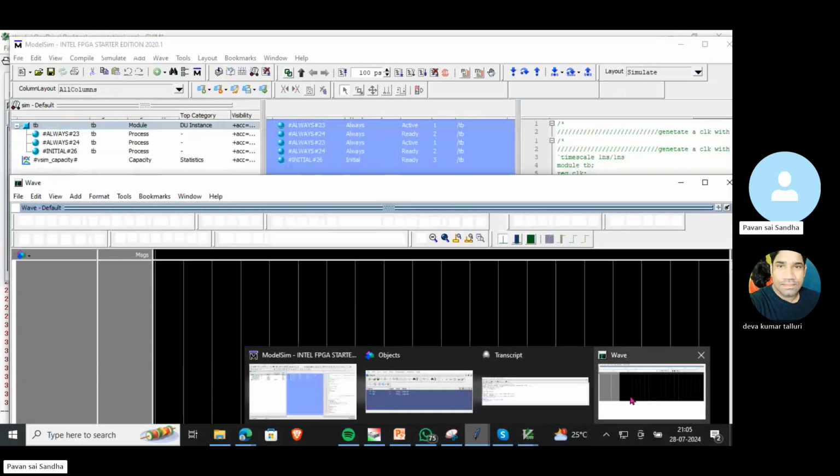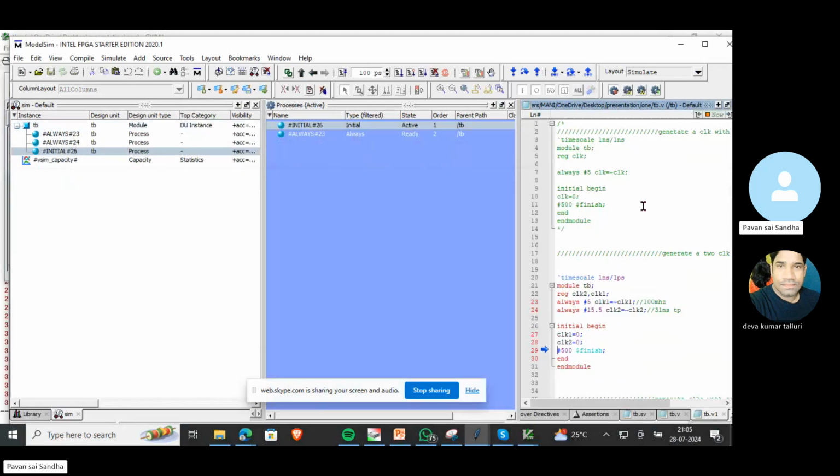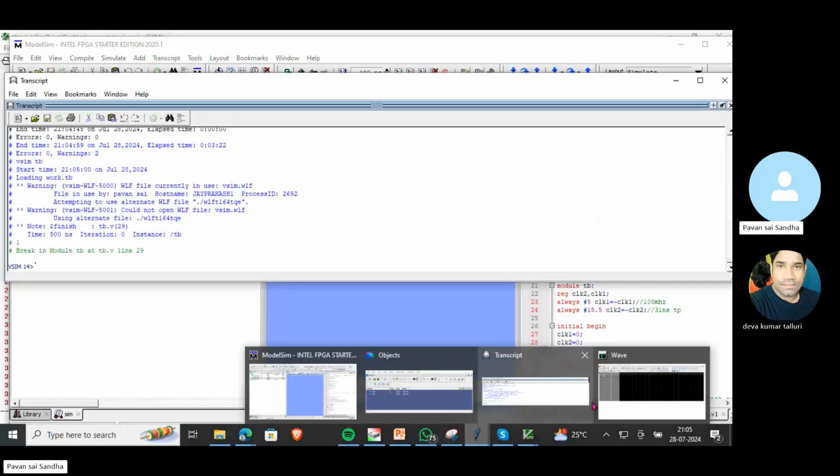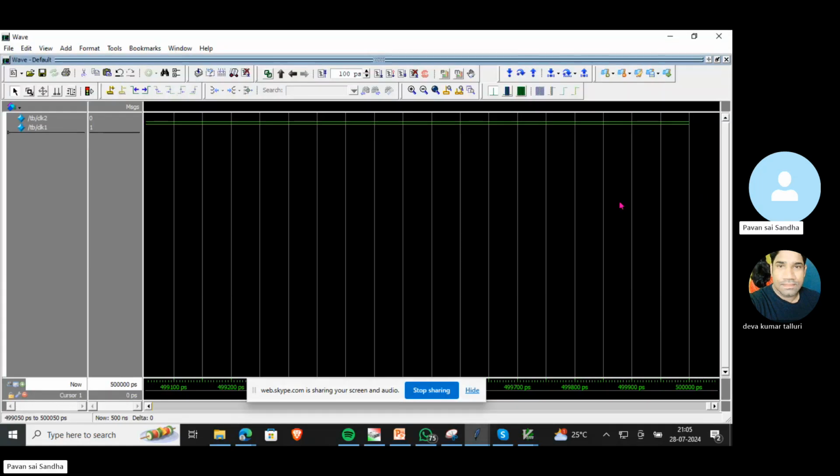Getting the output. Here we go. Yes, we got the waveform without any errors. That's how it is.